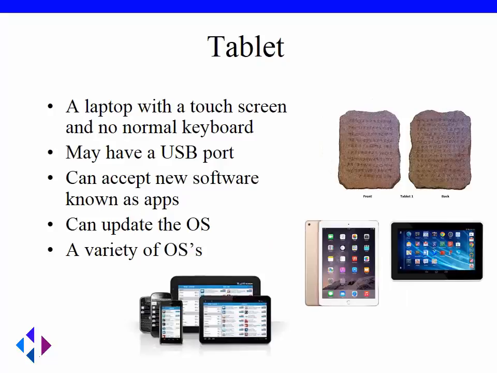A tablet is nothing more than a laptop with a touch screen, and it does not have a normal keyboard attached to it like a laptop computer would have. You may have USB ports that can accept new software known as apps, and that's usually done over a network connection. But like I said, if it has a USB port, you may be able to add apps via the USB port. You can update the OS. That's normally done over the network also.